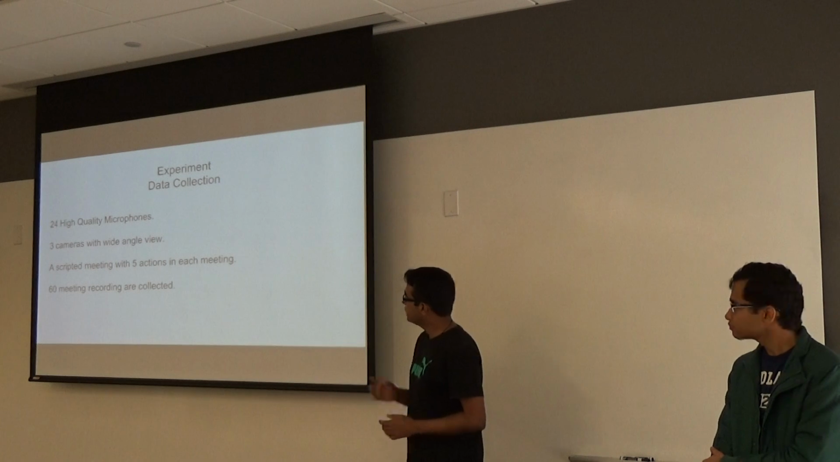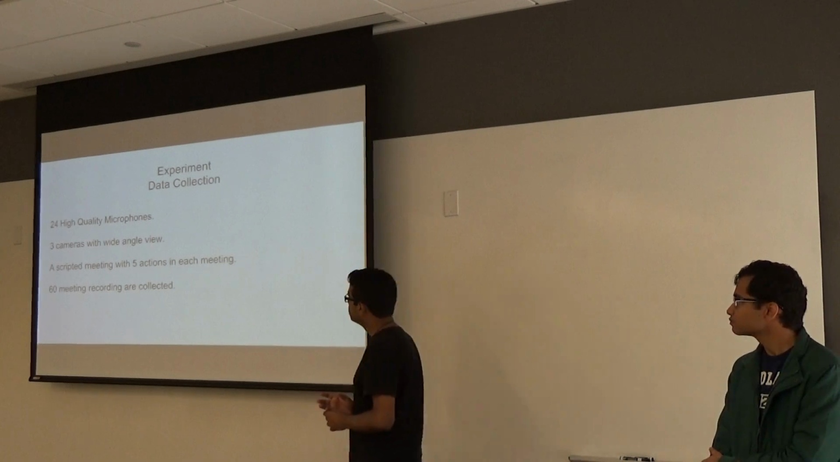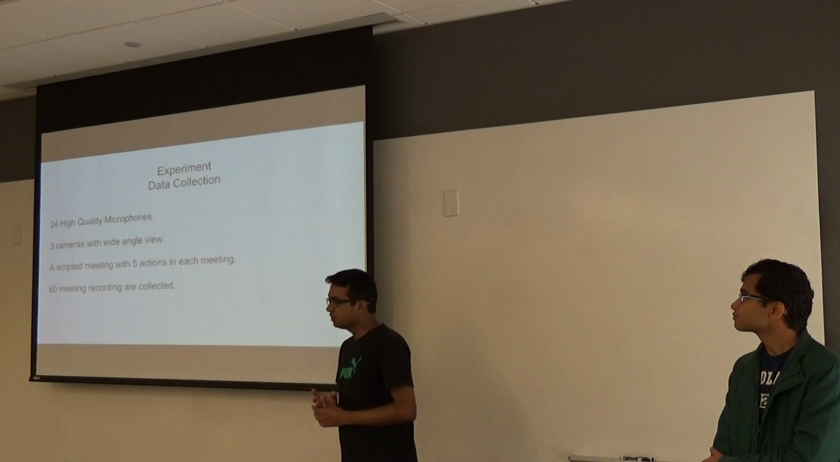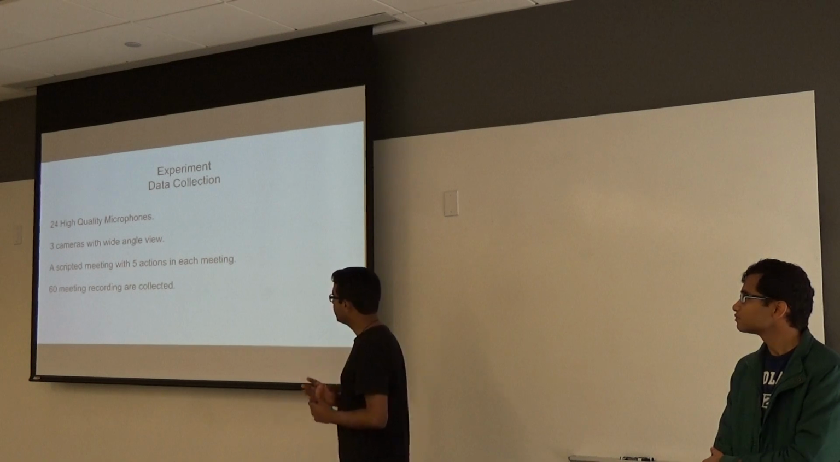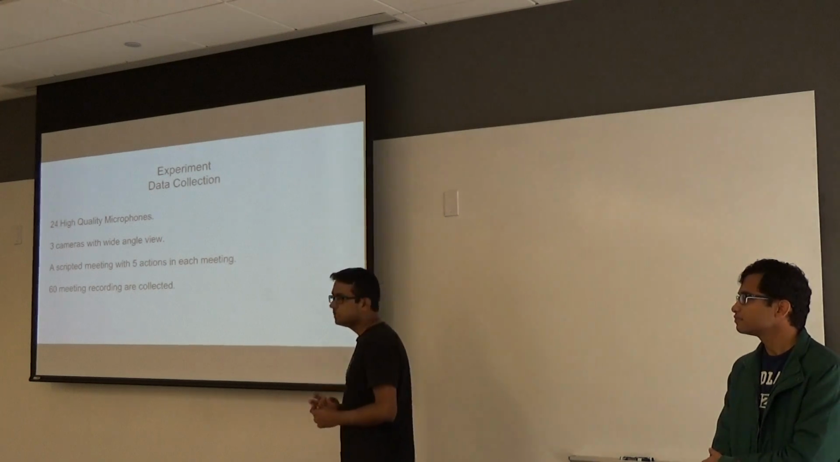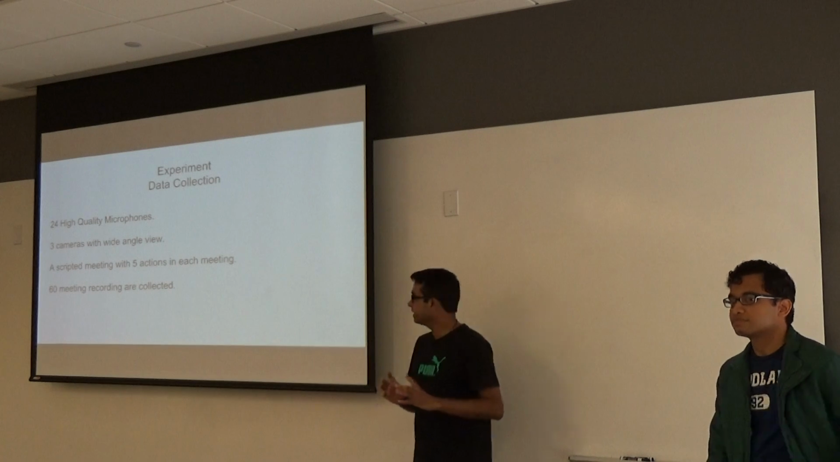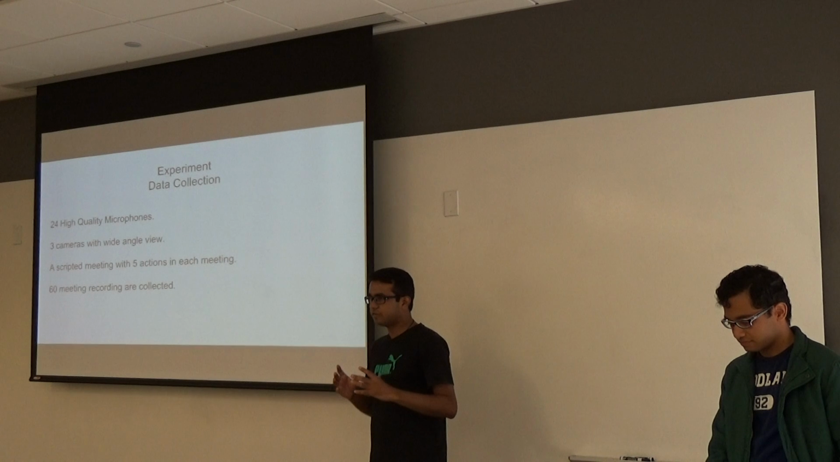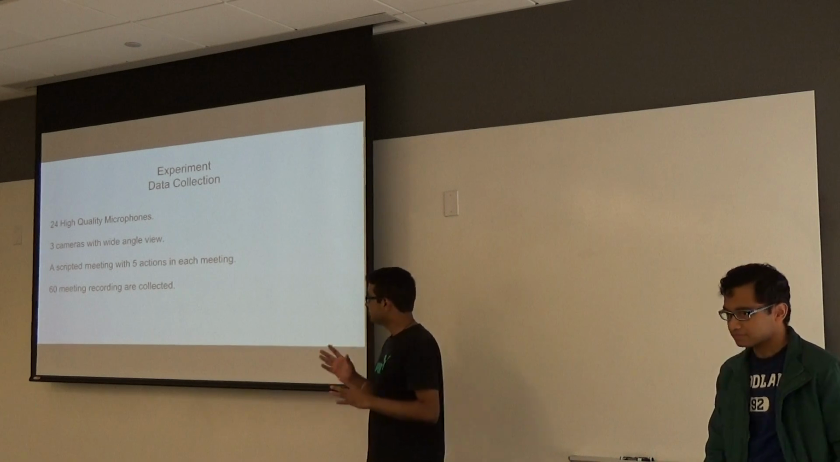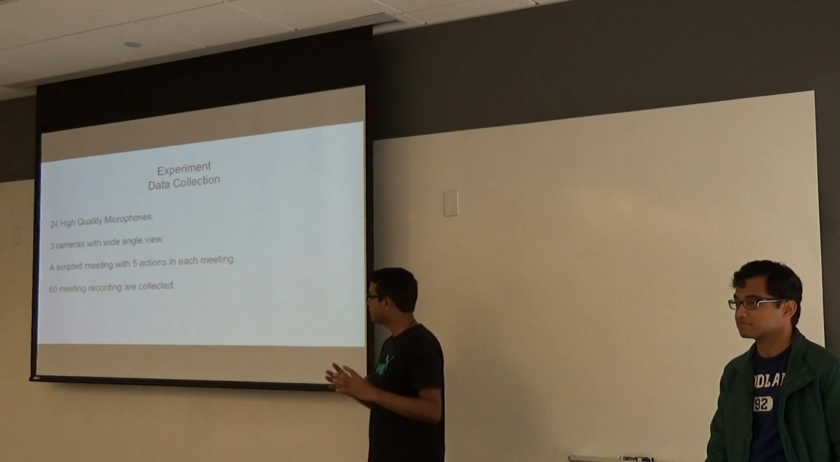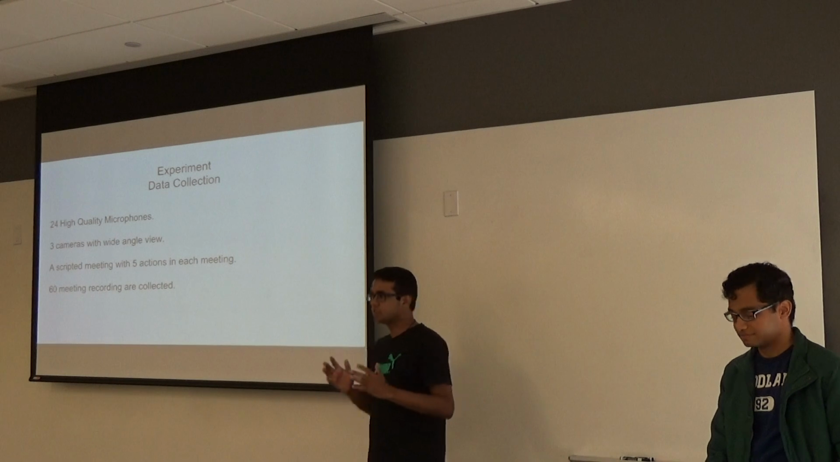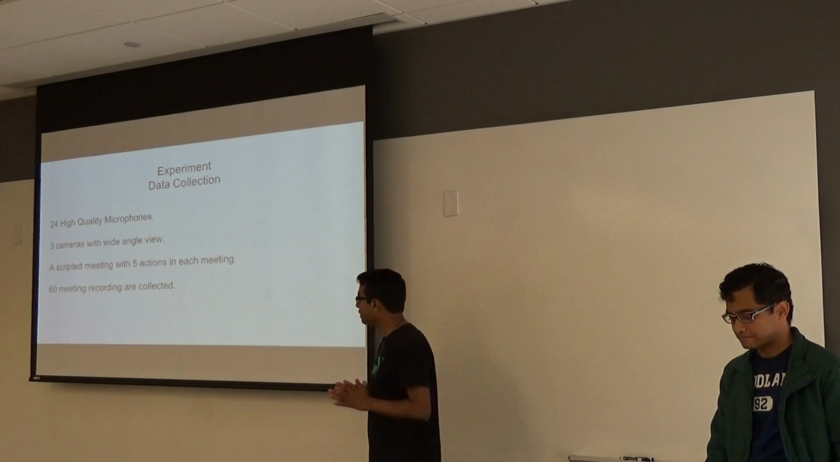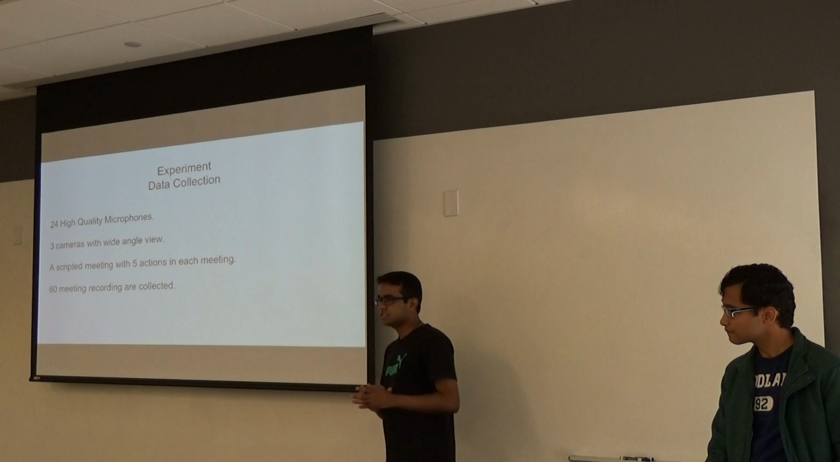In the experiments which we performed for this, we collected both audio and visual data. For that we used 24 microphones and three cameras. Each meeting was scripted, like the actions of each individual were defined, and each meeting consisted of at least 5 actions. This ensured that each meeting contained a sufficient number of actions, and the duration of each action was long enough for a hidden Markov model. In all, we recorded 60 meetings for our study.